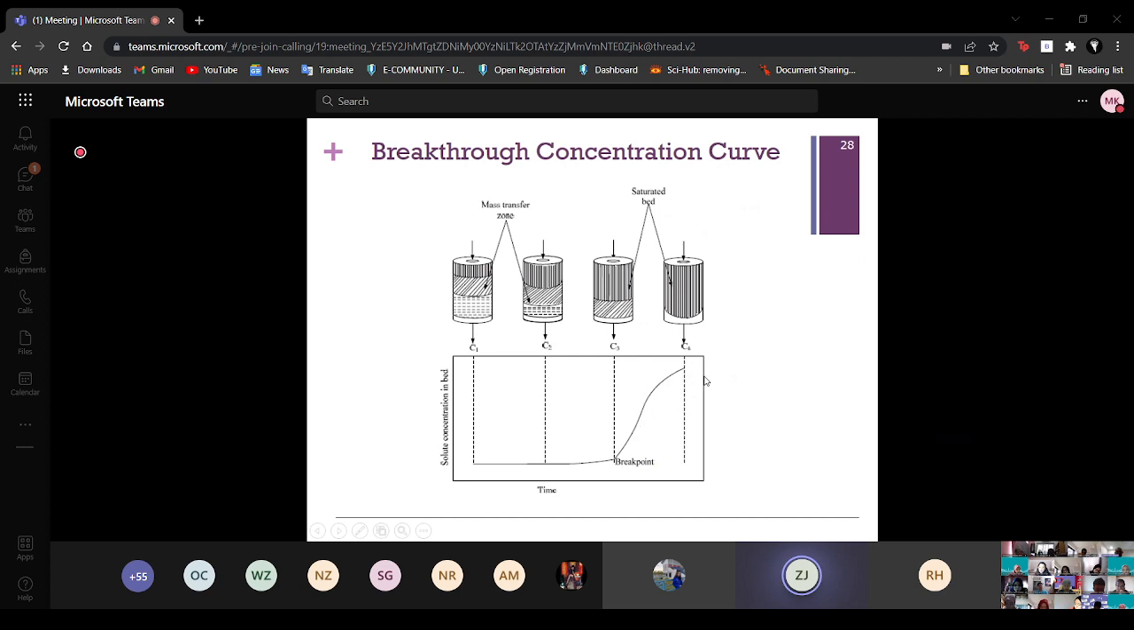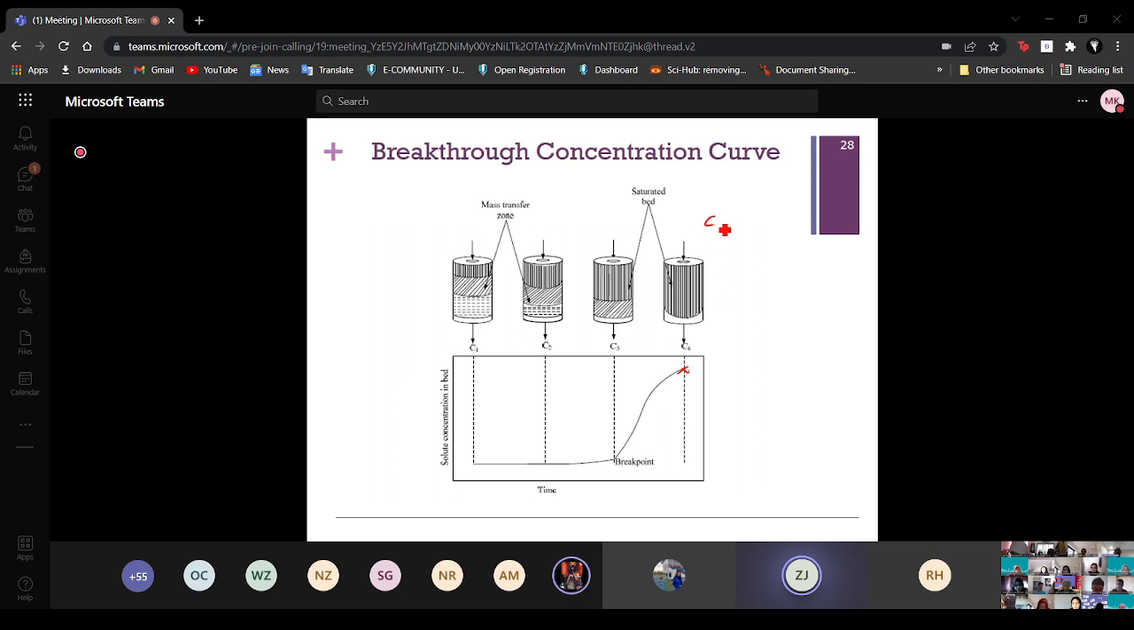So in practical, normally you will not use adsorption until you reach C in equal to C out. Of course, you will not accept it. Because of what? Because normally adsorption is maybe like a polishing process, the final process, or a purification process of your stream.